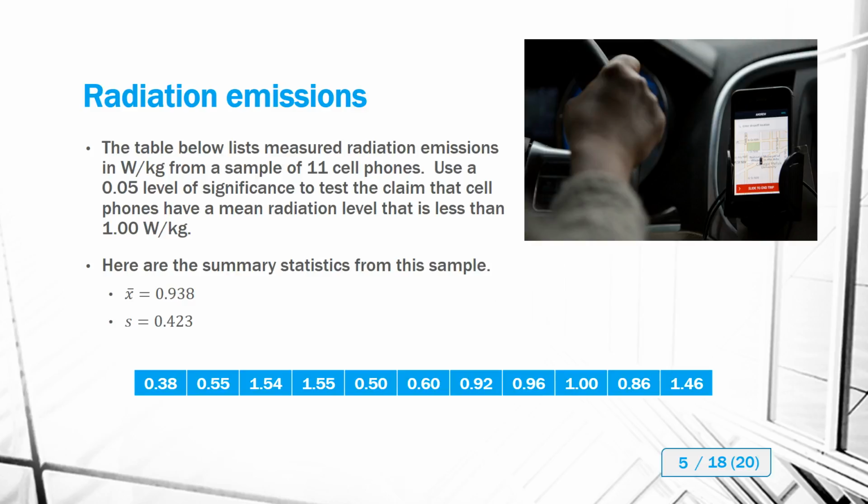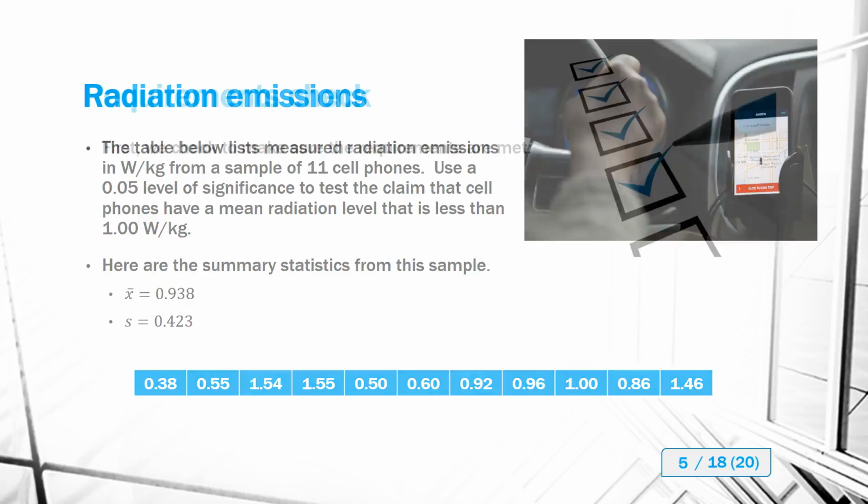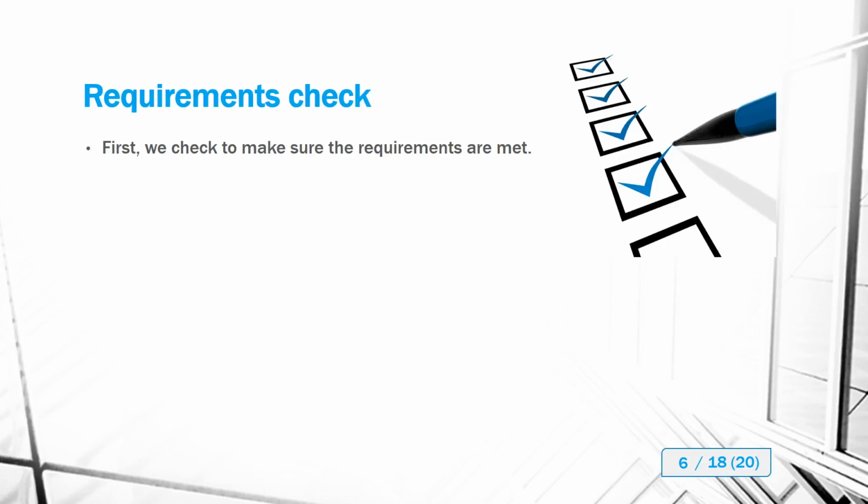Now, if we look at the data that's there in our table and calculate some summary statistics, we find that the mean is 0.938 and the standard deviation is 0.423. So with these summary statistics, we now have what we need to proceed with our hypothesis test. But first, we need to check to make sure our requirements are met.